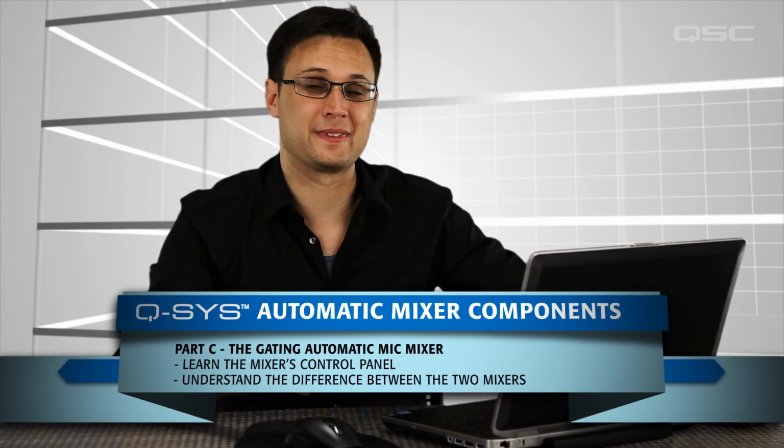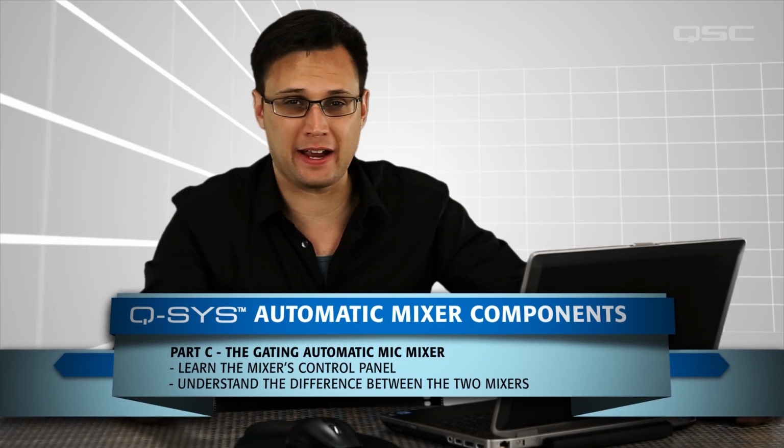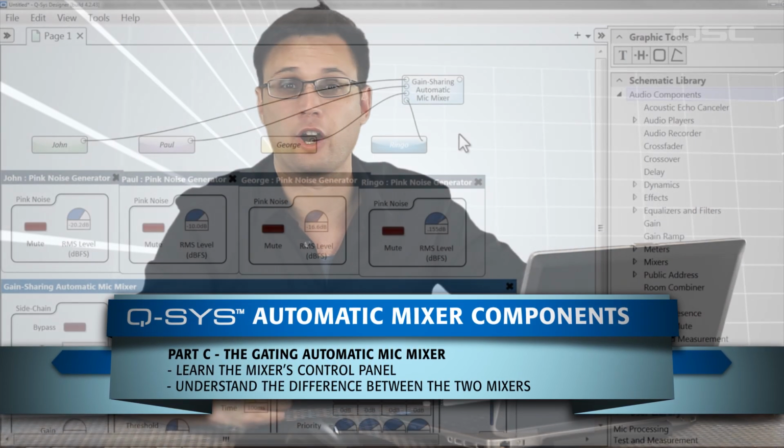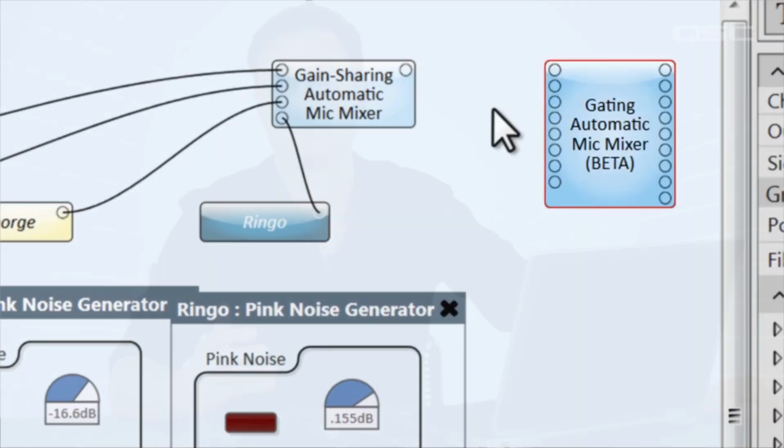Alright, let's swap from the gain sharing automatic mixer to the gating automatic mic mixer. You'll find it back in the schematic library under Audio Components and Mixers. You'll notice that mine is listed as beta because this is a newly renovated component in Designer version 4.2. If you're using a newer version of the software, then it won't say beta, but it should operate in the same ways.